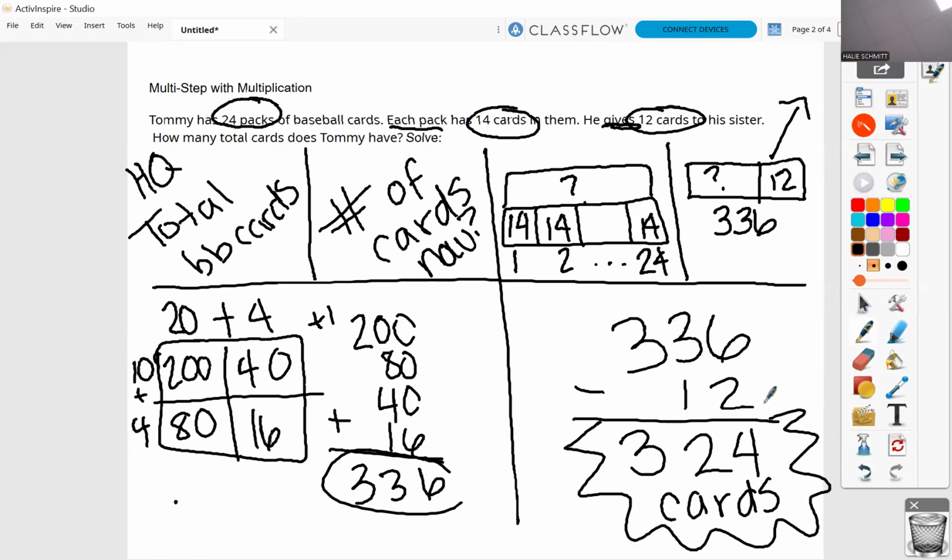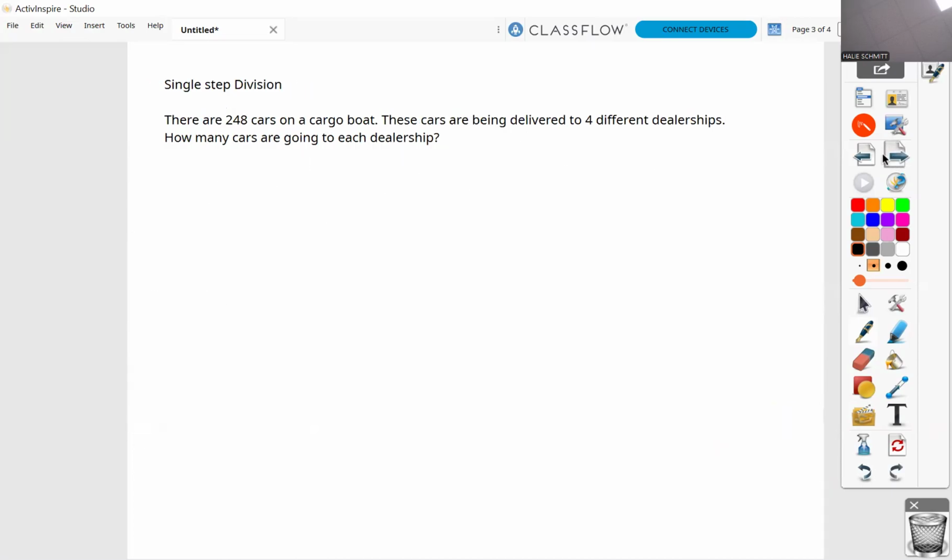Okay, so we know that multiplication happens when we have two pieces, but we don't know our total. Now we're going to look at what happens when we have our total, but we don't have the pieces. So it says there are 248 cars on a cargo boat. These cars are being delivered to 4 different dealerships. How many cars are going to each dealership?